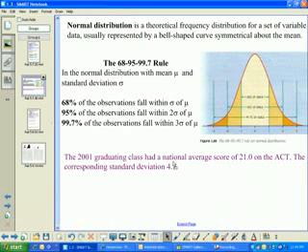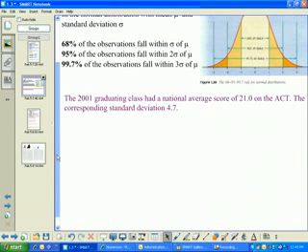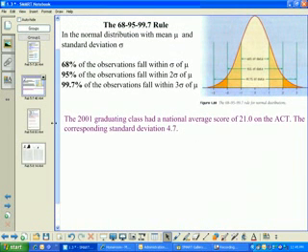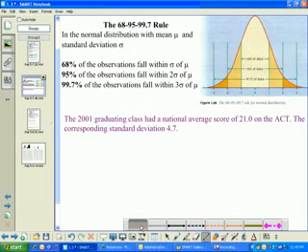So let's take our example here and let's start to work with these numbers. On our data set, I got data from the ACT of the 2001 graduating class. On the ACT, they did have a national average score of 21.0. So we have our horizontal line here. I'm just going to do a mark.